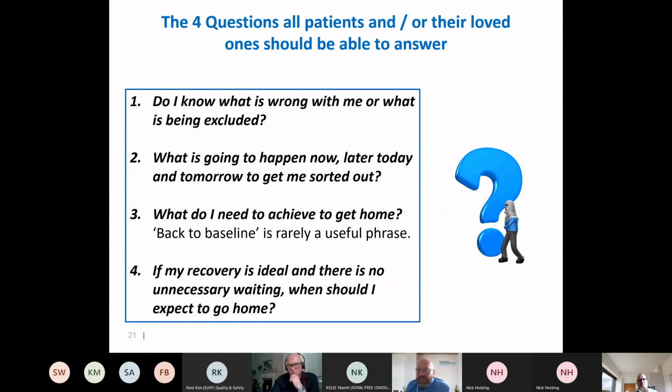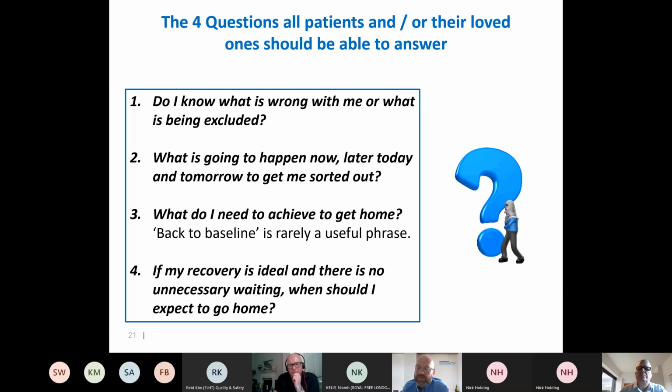And working with patients, as I mentioned, is really, really important. So there are 4 questions that we believe that patients should be able to answer, and these really do fit with a clinical plan. So the 4 patient questions: do I know what's wrong with me or what is being excluded? In medical planning terms, that's a diagnosis. What's going to happen now, later today and tomorrow to get me sorted out? That's the plan. What do I need to achieve to get home? That's the clinical criteria for discharge. And if my recovery is ideal and there's no unnecessary waiting, when should I expect to go home? That's the expected date of discharge.